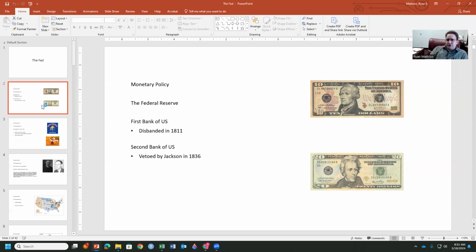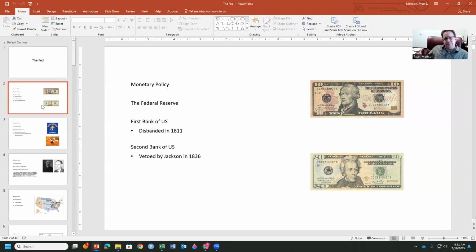The first Bank of the US, which was set up by Alexander Hamilton of $10 bill and musical fame, was disbanded in 1811. We figured it was too political, right? It wasn't enough of a private bank. Now, the second Bank of the US was seen as a little too private, right? Andrew Jackson vetoed this bank in 1836.